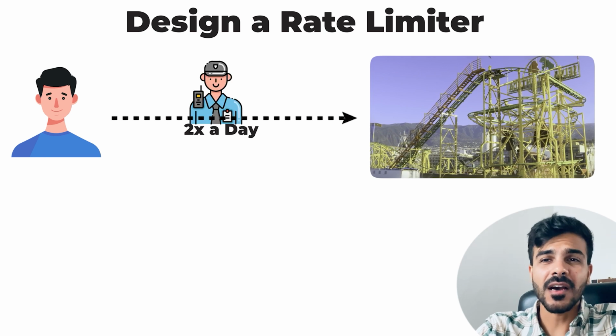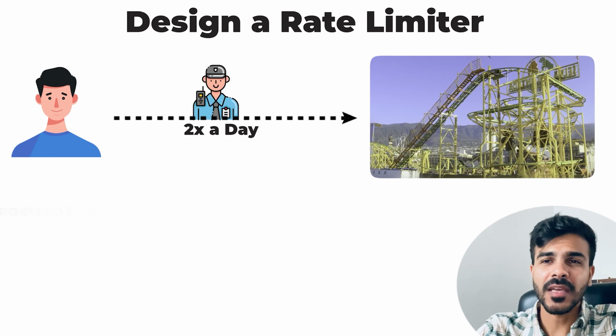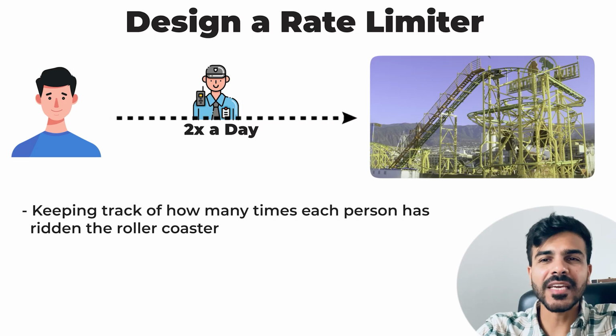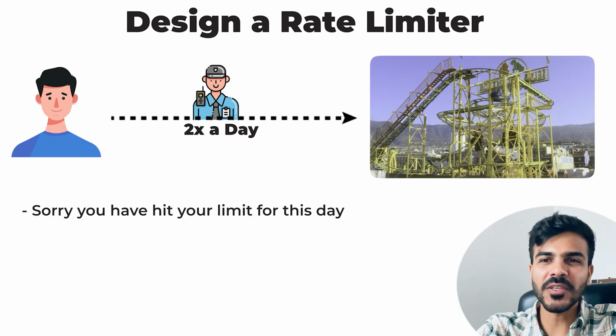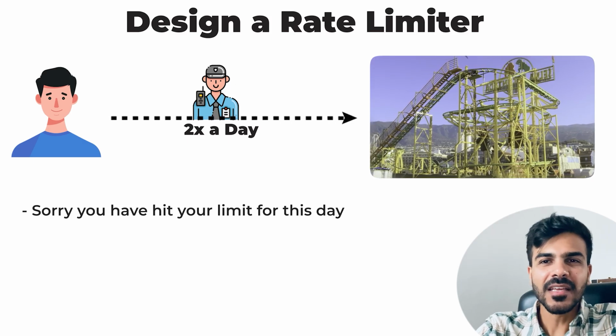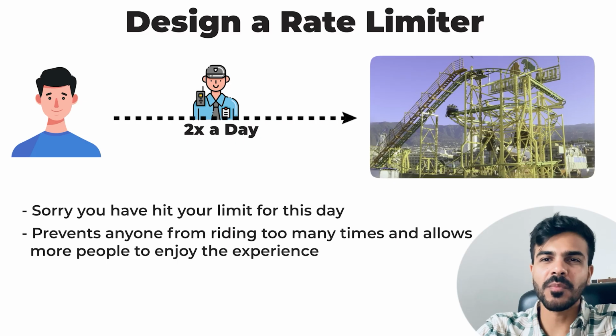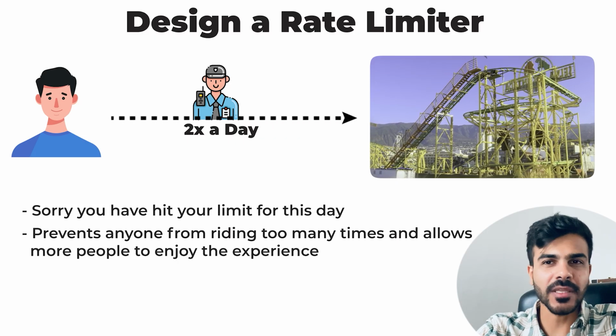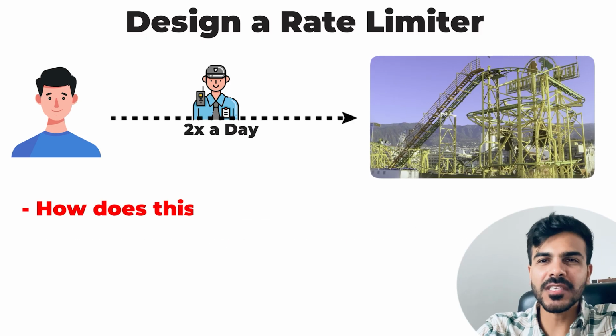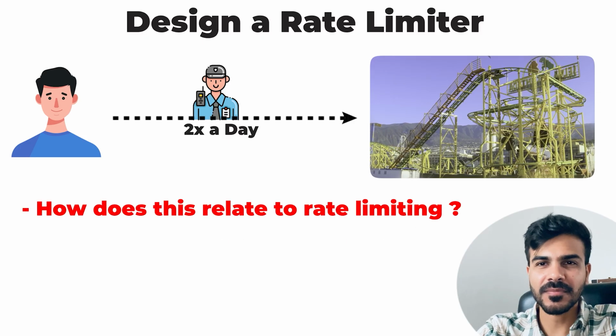At the entrance, a security guard is standing, keeping track of how many times each person has ridden the roller coaster. If someone tries a third time, the guard says, "Sorry, you have hit your limit for this day." This system prevents anyone from riding too many times and allows more people to enjoy the experience. How does this relate to rate limiting?